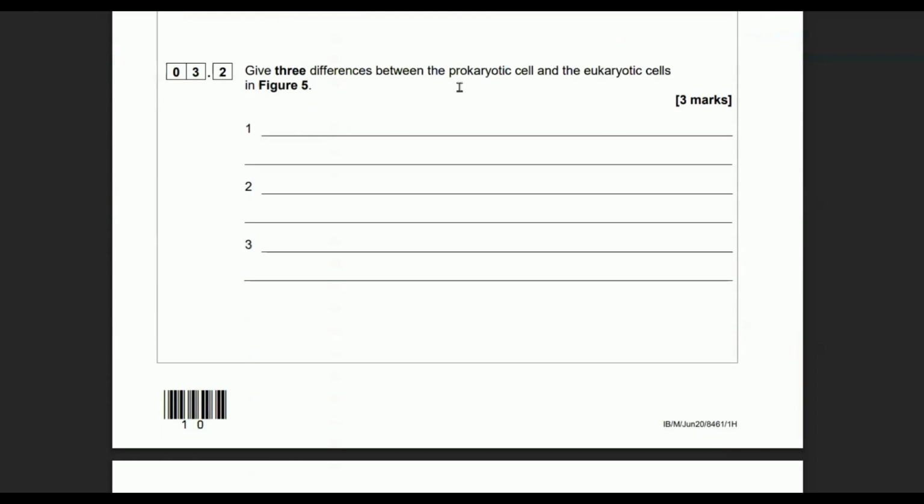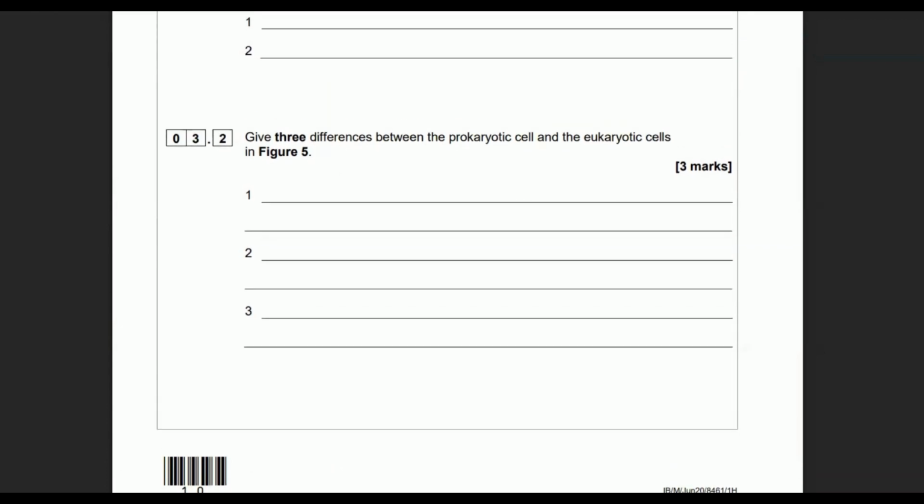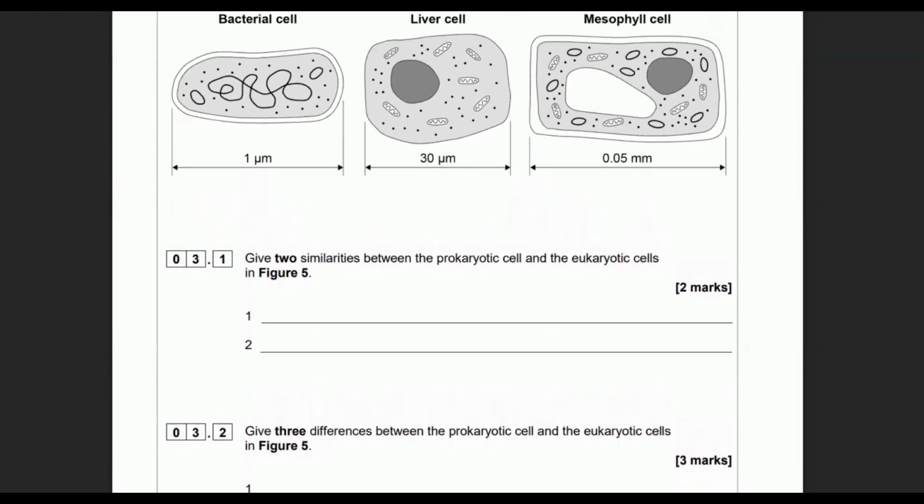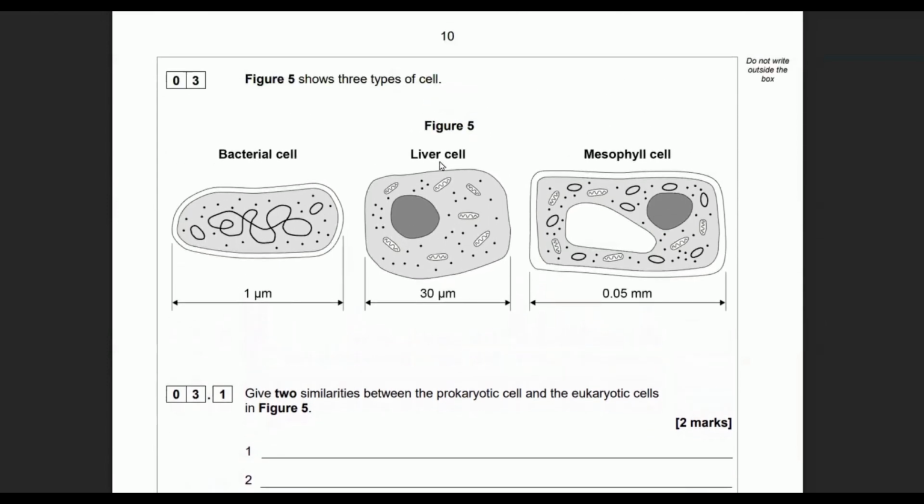Give 3 differences between the prokaryotic and eukaryotic cells. Right, I need to go up so we can see the actual diagram. I'm going for 3 differences now, guys. So I'm going to write down 3 differences up here, not where the question is. So you might want to pause the video, study this diagram, write down 3 things you can see that are different, and then unpause and check your answers. Okay, let's go for it.